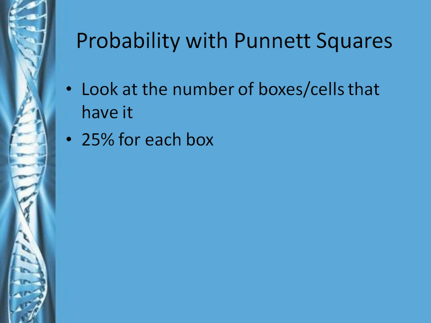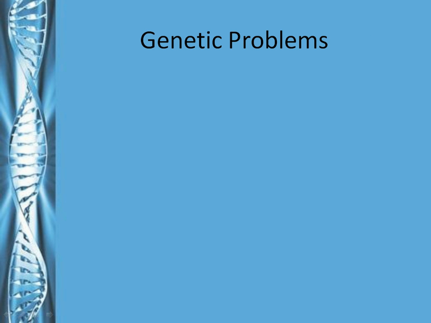And obviously if you have two boxes the same, you need to multiply that 25% by 2 to find out that it's 50% in that situation. So let's move on then to some genetic problems. There's actually four major genetic problems that we talked about in class, and we did several investigations on all of them.